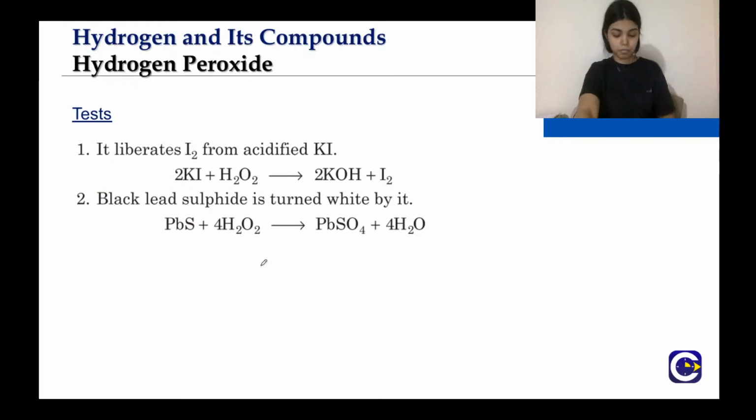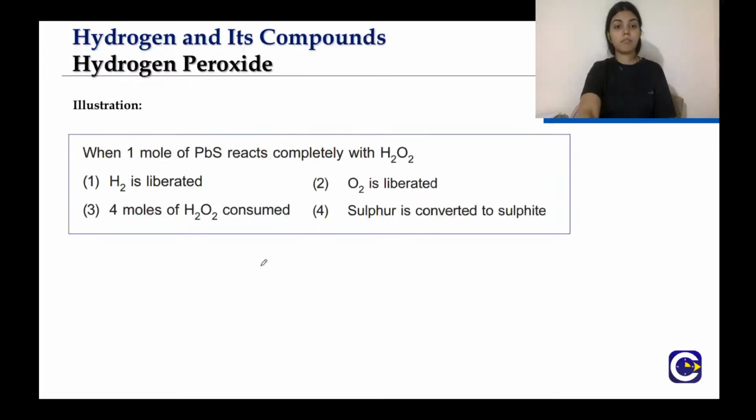Next is when 1 mole of PbS reacts completely with the H2O2, what happens? Hydrogen is liberated, oxygen is liberated, 4 moles of H2O2 is consumed, or sulfur is converted into sulfite. Tell me the answer. What should be the answer for the following question?